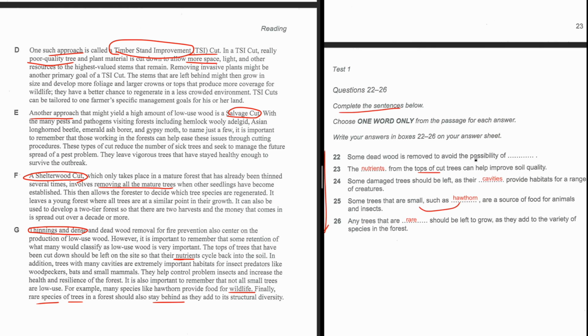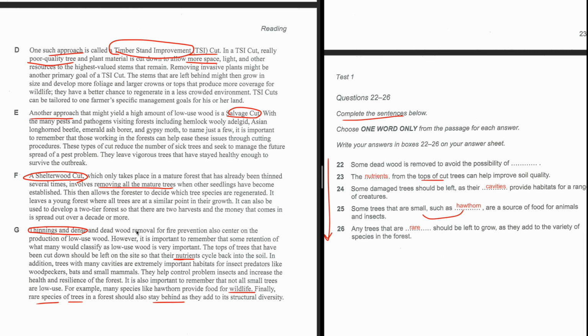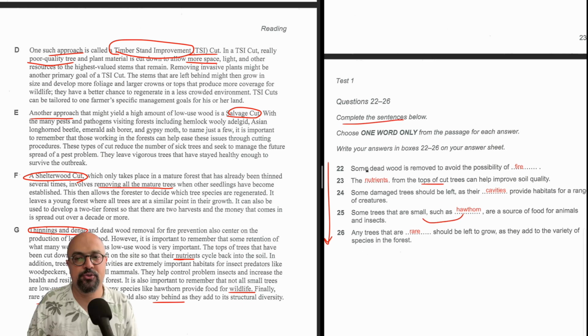And what else? Okay, this one is left. This has to be before nutrients. Nutrients here, this is before. Some dead wood is removed to avoid the possibility of something. Removal for fire prevention, to prevent the possibility of fire. Remove dead wood. Yes, exactly. That's the answer. Is it fire or fires? Fire. Great. So there we have these answers. See, that was pretty fast because they were in passage order. That's for sure. Sentence completion.